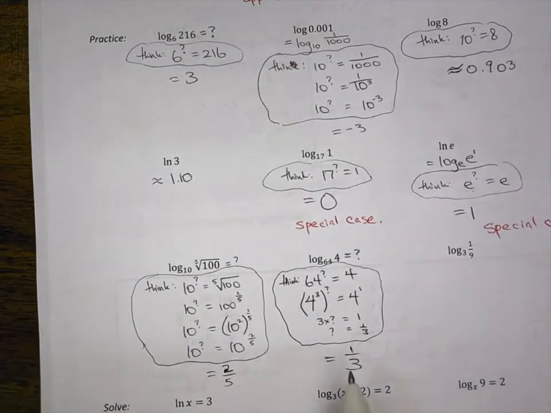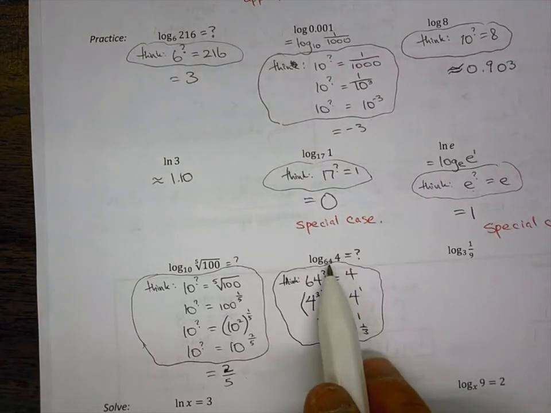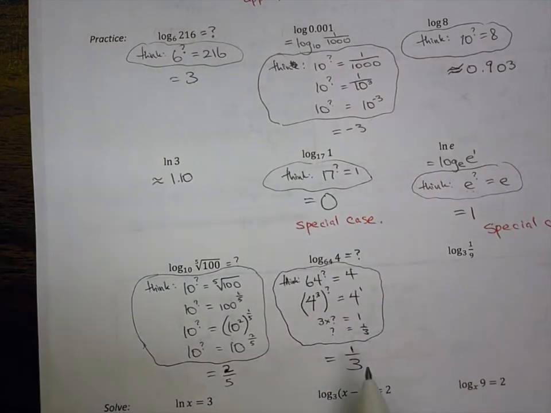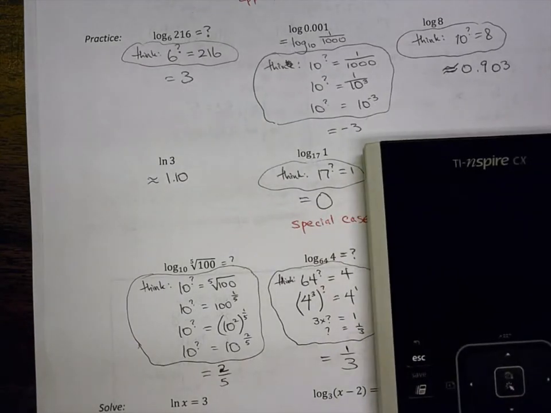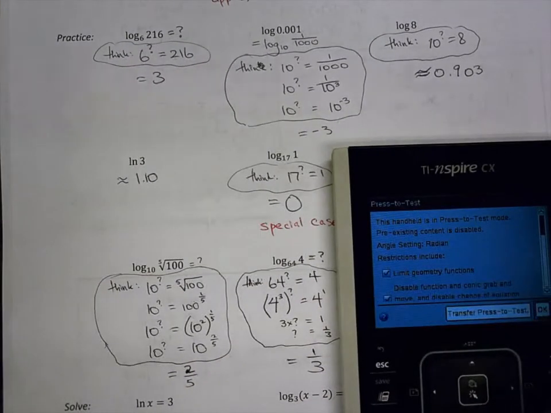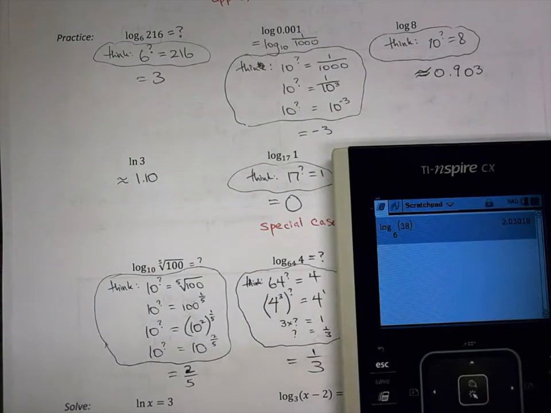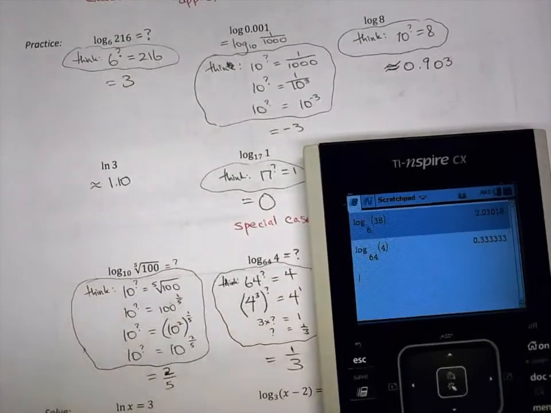This makes sense to me, right? We assume that because there is a larger number and a smaller number, that it's some sort of fraction. Just double check that one. We have log of 64, 4 base 64, and it's 1/3 indeed. There we go.